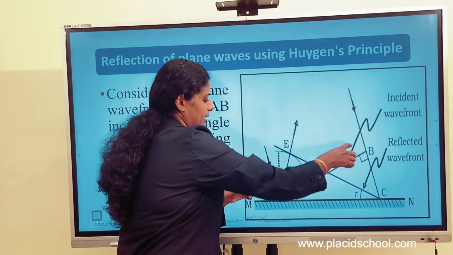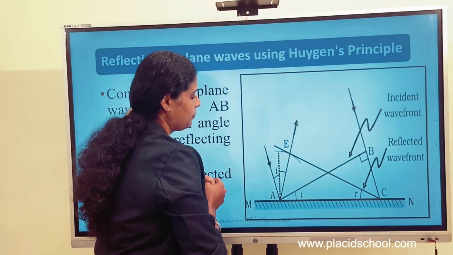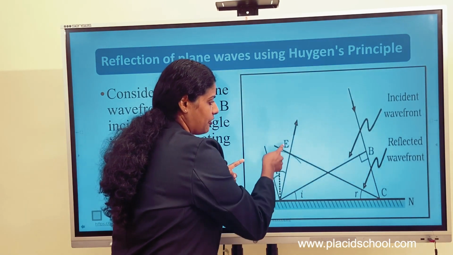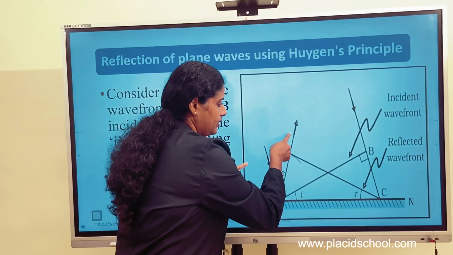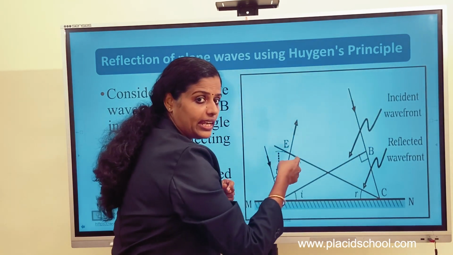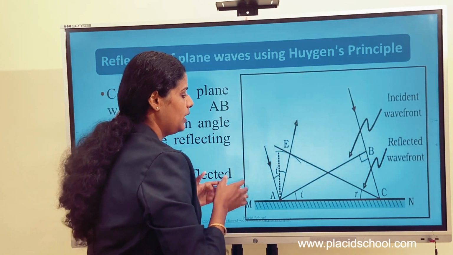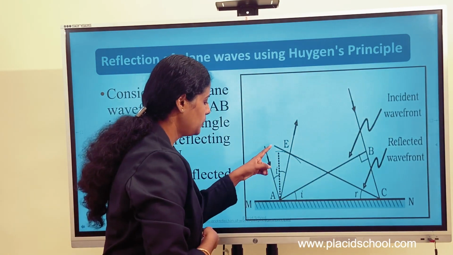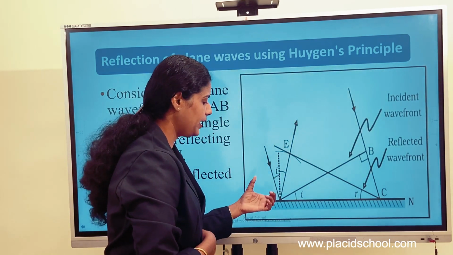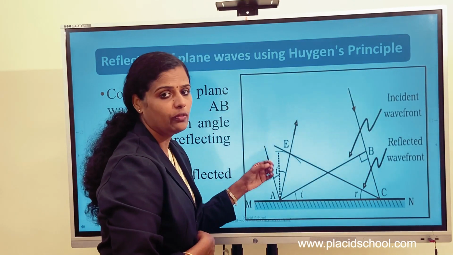I already said this is the incident ray, this is the incident wavefront, this is the reflected wavefront. Reflected rays are in this direction. This is the reflected ray, and the wavefront and the reflected ray are perpendicular, which means this angle is 90 degrees. Similarly, this is the incident plane wavefront and this is the incident ray. Again, this is 90 degrees. Also, the distance BC equals AE. The secondary wavefront of A covers a distance equal to BC. BC is equal to V into T, and AE is again V into T.